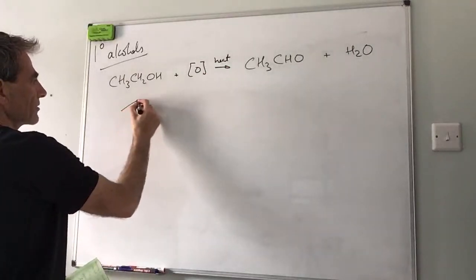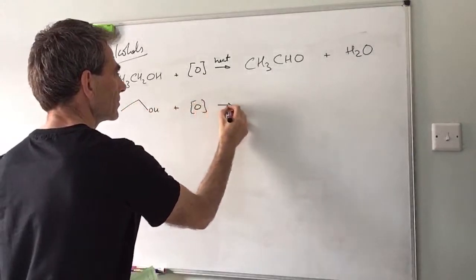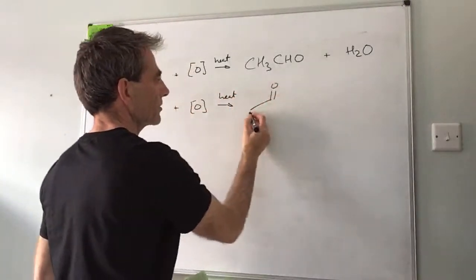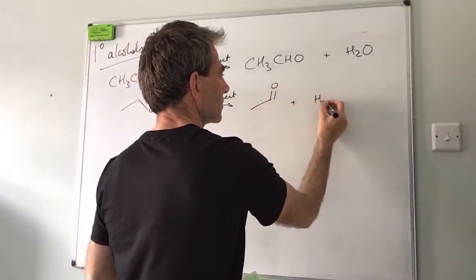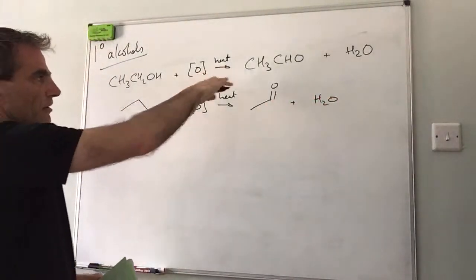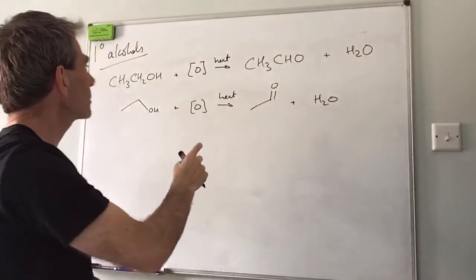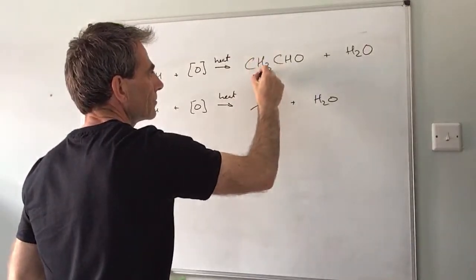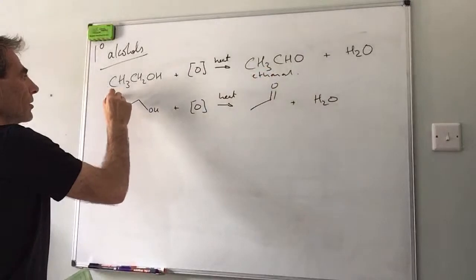Skeletal formula: CH3CH2OH plus O, heat, gives CH3CHO, there's an H on there, plus H2O, okay? So that's the first part of this. I'll come on to reflux and distillation in a minute. Now the aldehyde, so this is ethanal. That's ethanal.